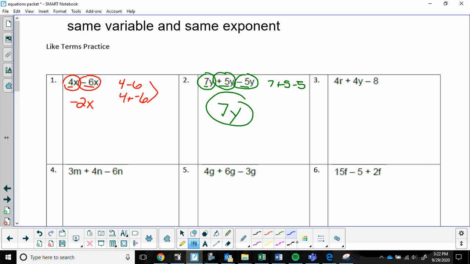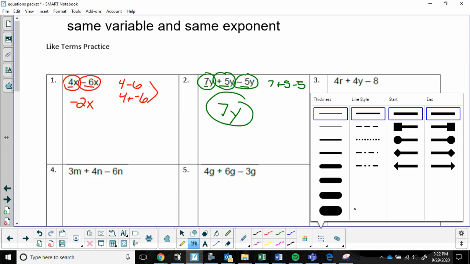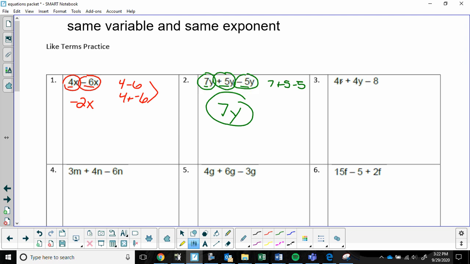So next, for number 3, we start here. 4r is our first term, so we look, is there another r? No, there isn't. When this one is all by itself, there's nothing to combine it with, so we bring it down. That's an r, sorry guys. Okay, then we look at our next term. A y. Does this have a y? The 8? No, it does not. So there's nothing to combine it with, so I bring it down.